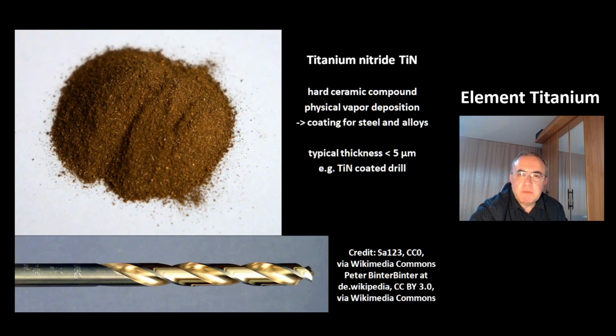This is the compound titanium nitride, TiN. It is a hard ceramic compound. You can coat both steels and alloys with this compound by physical vapor deposition. Typical thickness is less than 5 micrometers, and at the bottom you can see an example. There's a coated drill. It's coated with titanium nitride.